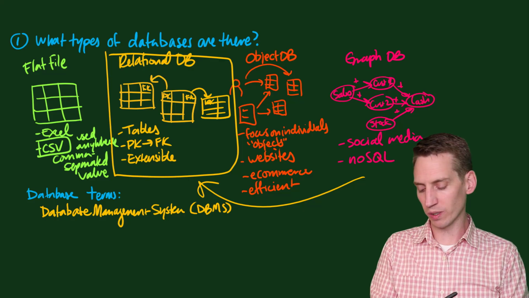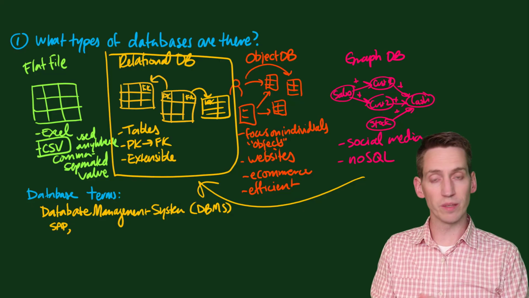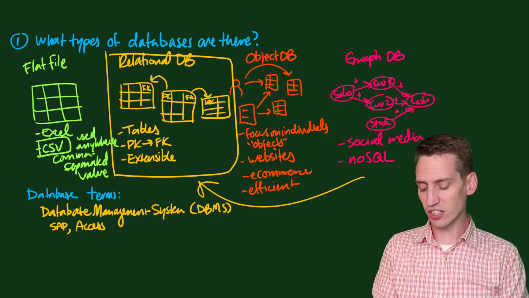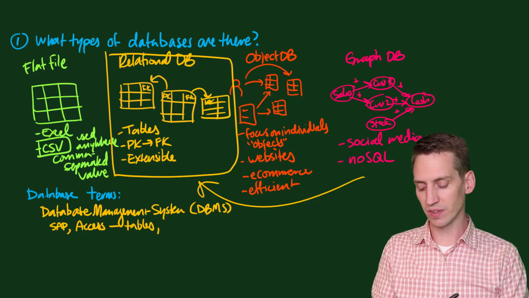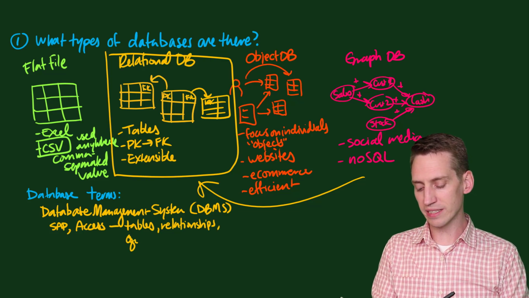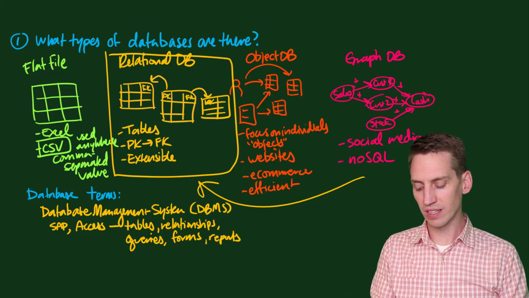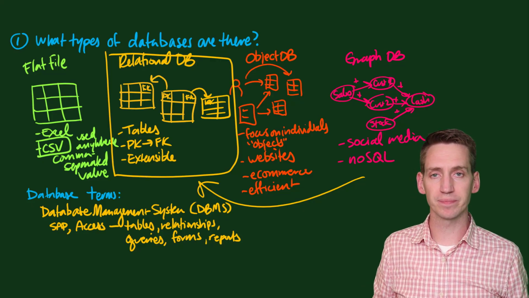So think about software like SAP, which is a large enterprise system, or something smaller scale like Microsoft Access. In Microsoft Access, you are able to create tables where we store the data, relationships. You can also run queries and create forms to input data, as well as prepare reports. So all of these functions take place within a database management system.